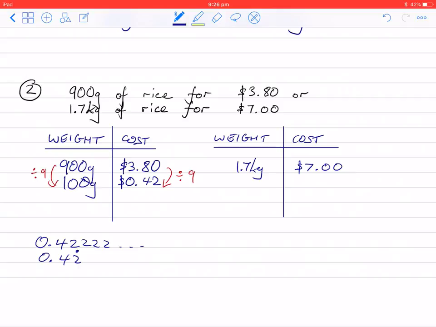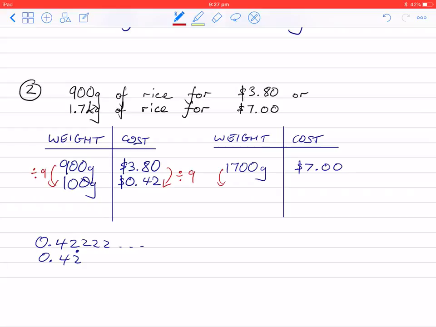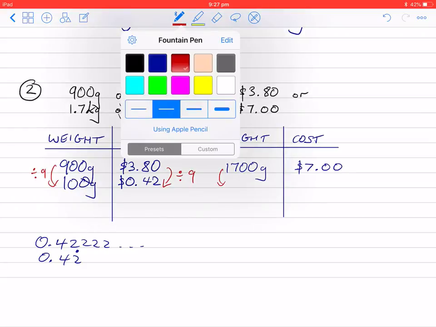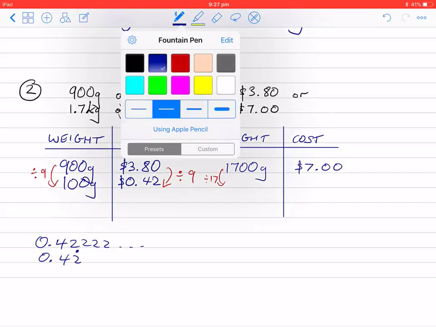Now, this next question, we've got 1.7 kilograms. So I'm actually going to change that into grams first. So 1.7 kilograms, there are 1,000 grams in a kilo, so that would be 1,700 grams. Then we go, right, I'm going to turn that into 100 grams. And we do that by dividing by 17. That's going to turn that into 100 grams.